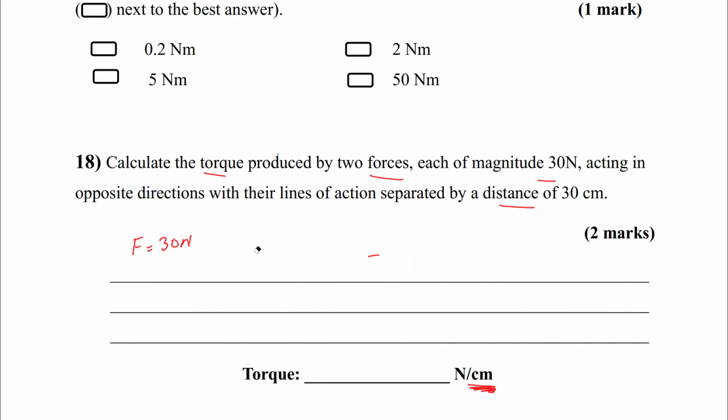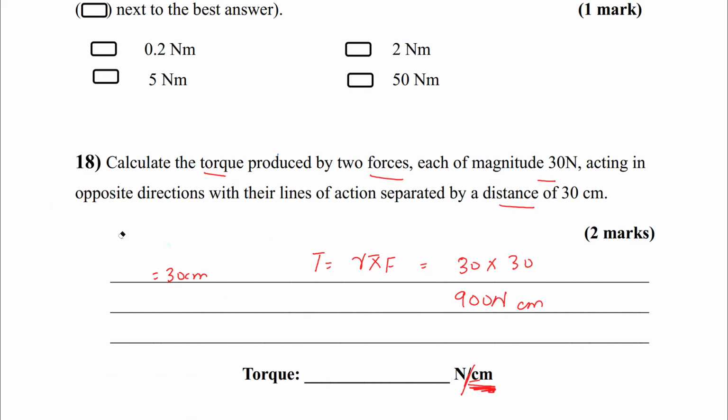So here force is 30 Newton, and the distance is in the form of 30 centimeter, so no need to convert. Torque T is equal to R multiplied by F. Here R is 30 and force is also 30, so it will be equal to 900 Newton centimeter. It's not Newton per centimeter, it's Newton centimeter. So this is a mistake also.